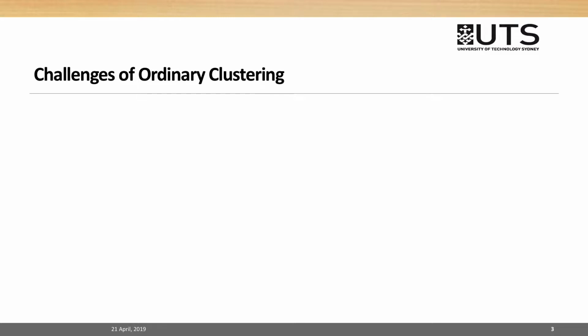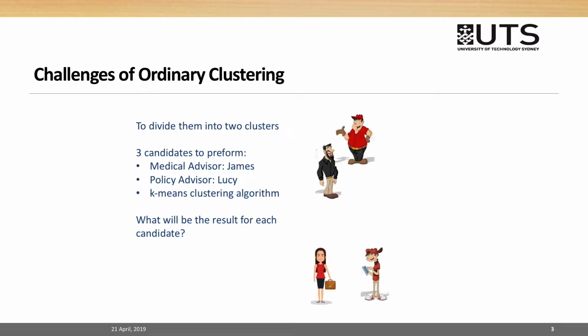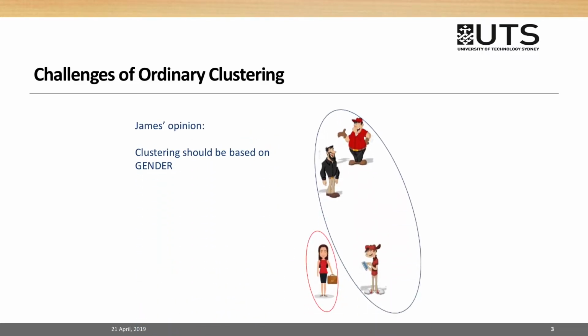I would like to take a very easy example here. Let's say we have 4 people, and we would like to divide them into 2 clusters. We have 3 candidates to perform the task: medical advisor James, policy advisor Lucy, and a K-means clustering algorithm. What will be the result for each candidate?